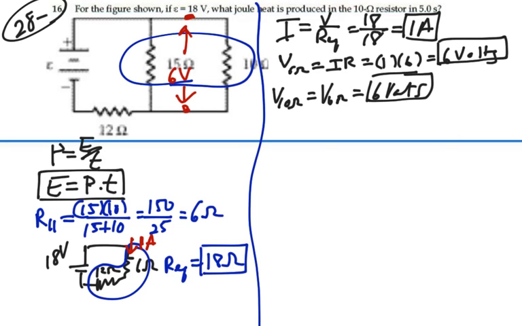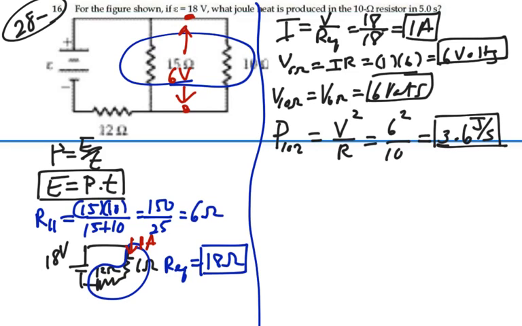That means, well, we can find the power in the 10 ohms. The power in that 10 ohms will be the voltage squared divided by resistance. 6 volts squared divided by 10 ohms will be 36 divided by 10, or 3.6 joules per second, or watts. So we have a power of 3.6 joules per second generated in that 10 ohm resistor, and the energy generated in that resistor would be power times time. So that would be 3.6 joules per second times 5 seconds.